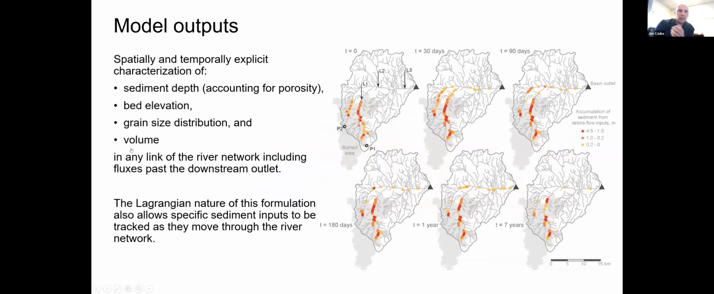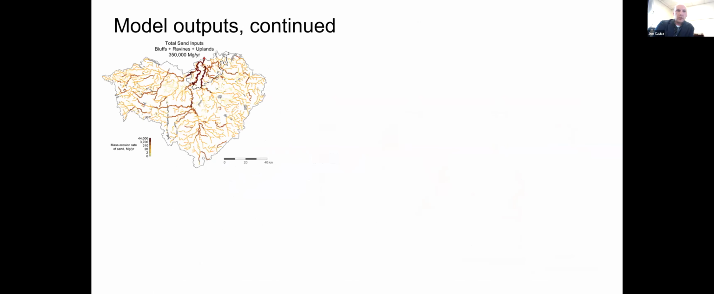And then just going quickly, we're looking at sediment depth, bed elevation, grain size distribution, and volume in any link in the channel, and also at the downstream outlet. And we can track sediment inputs as they move through the network. Just a couple examples of model outputs.